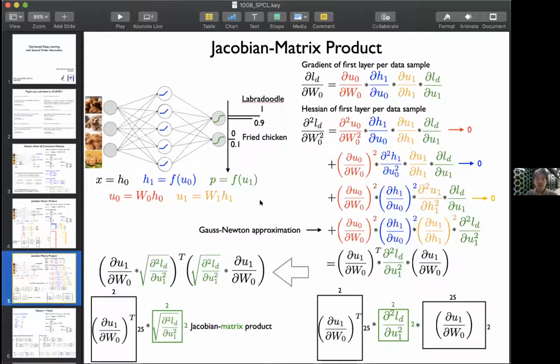Okay, the next one is the Jacobian-matrix product. So if you're not sure what these things are, you need to look at this chain rule here. So the gradient of the first layer per data sample can be written like this. This follows immediately from the slide I was showing earlier. The next one is showing the second derivative, the Hessian of the first layer per data sample.